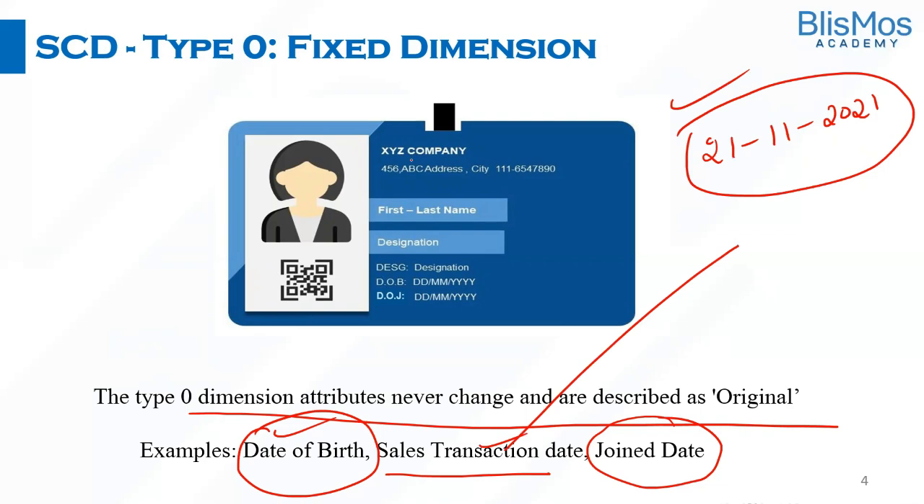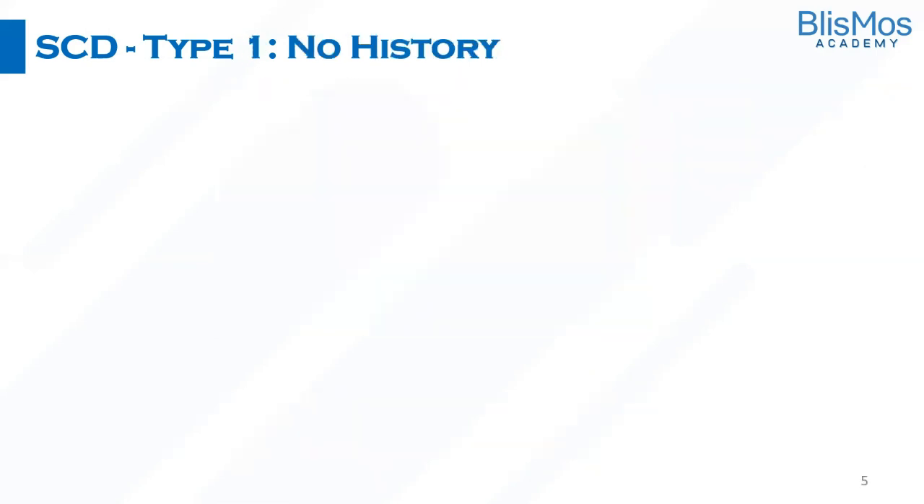Let us say you have joined the company on a particular date. Will that change? No. All these dimensions are never going to change. That is the reason it is called a fixed dimension. Wonderful. That was the fixed dimension. The next SCD is type 1.